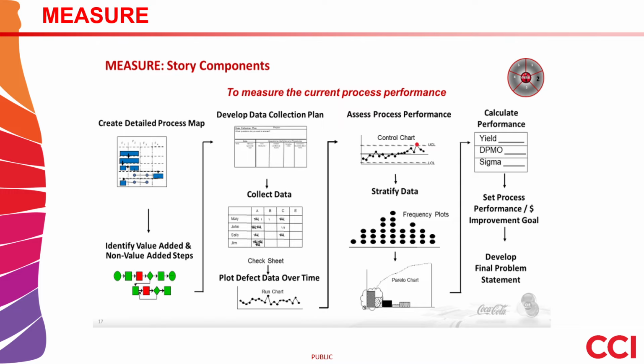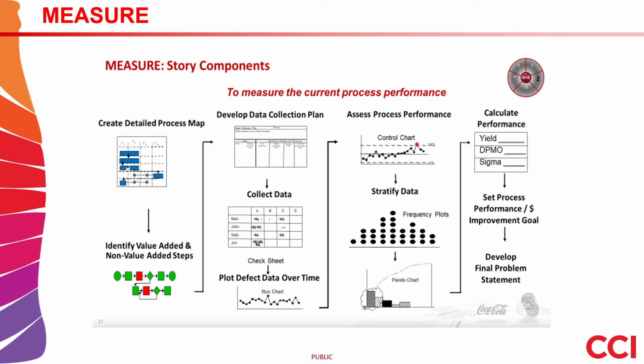Next step is the defect data over time needs to be plotted in a chart. Then we have to assess the process performance in control charts, the upper control limits, lower control limits, etc. Then we have to stratify the data in frequency plots or Pareto analysis, Pareto charts. The next is the performance calculation: the yield, defects per million, sigma level, etc.